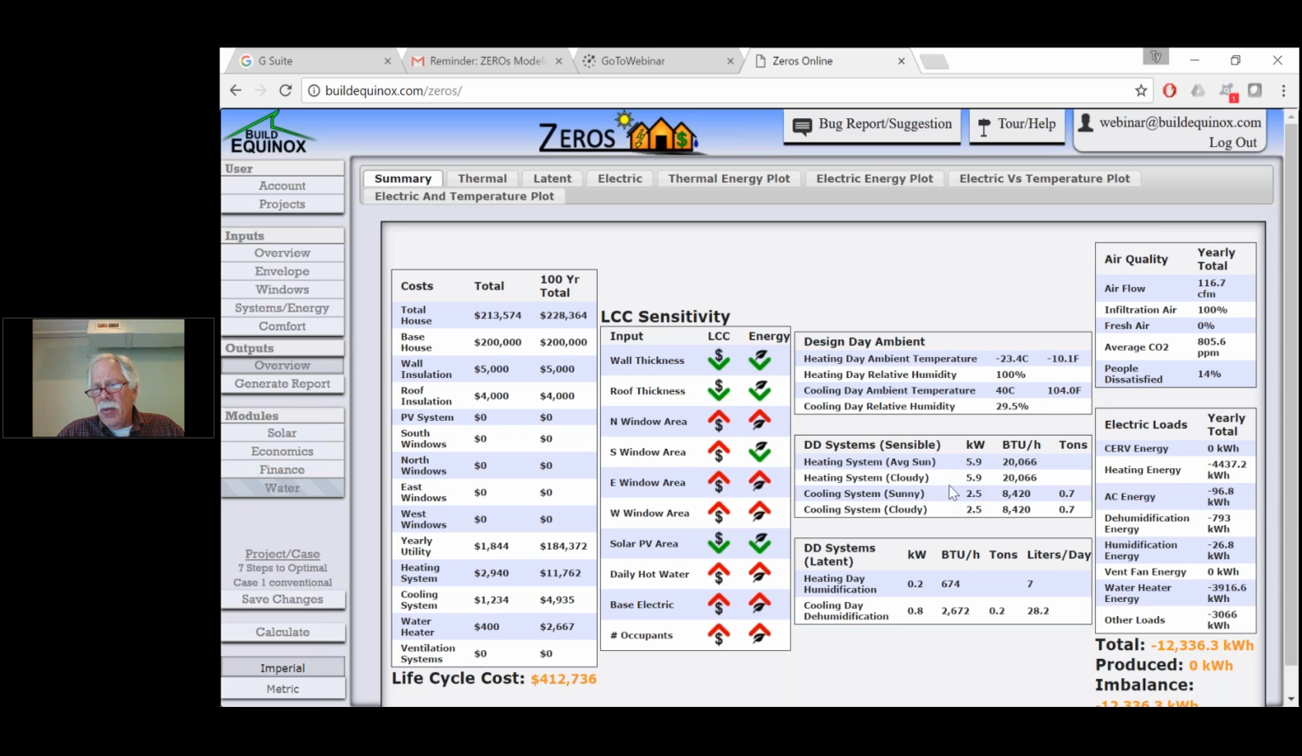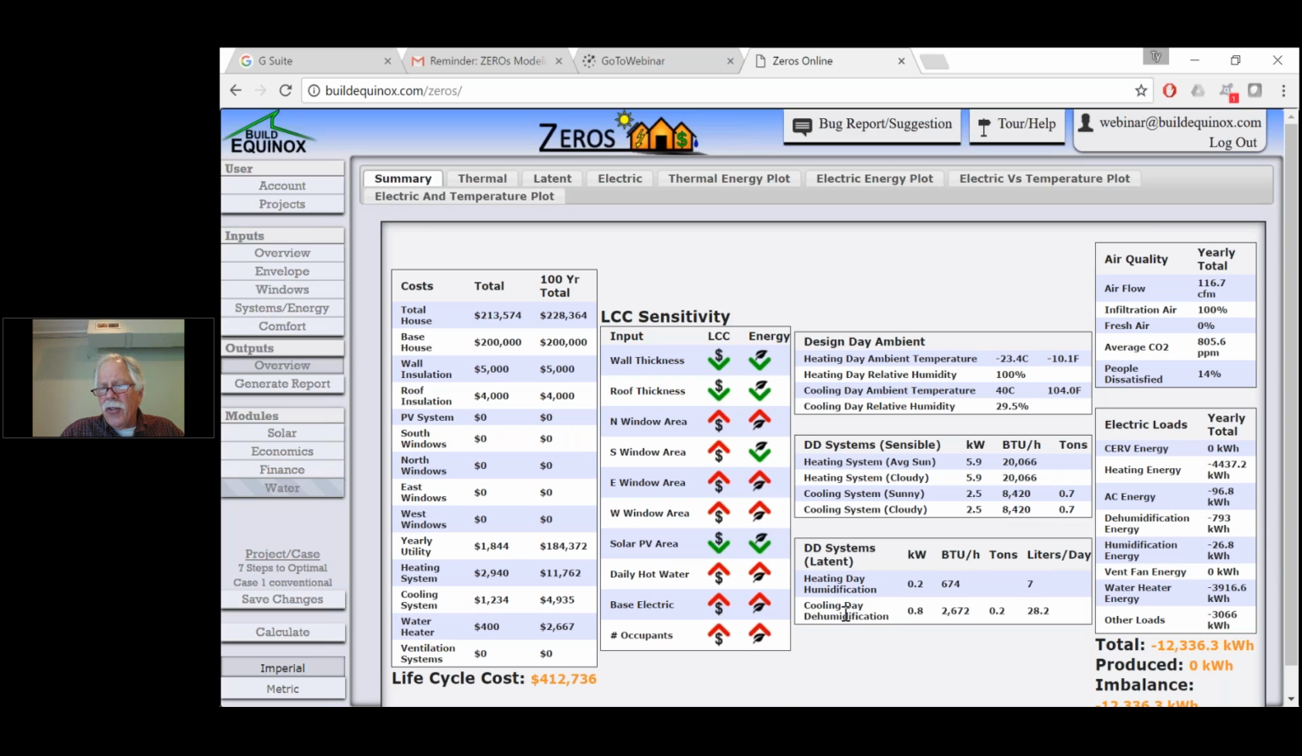With the design day data, we tell you then, well, since this house doesn't have any windows, it doesn't know if it's sunny or cloudy outside. And it would need about 6 kilowatts of heating capacity for the design day conditions. And this is about a 2-ton system, about 20,000 BTUs per hour. So that's not that bad. On the cooling side, again, because sunny and cloudy doesn't matter, this house doesn't need a very big air conditioning system. A little bit less than 1 ton, about 8,000 BTUs per hour.